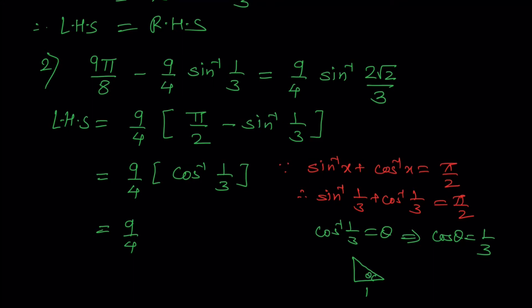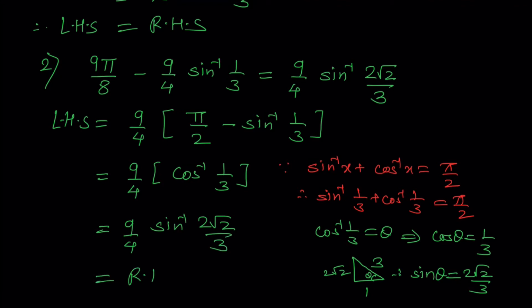Suppose this angle is theta, cos theta is 1 by 3. So this side will be 9 minus 1, that is 8. Square root of 8 means 2 root 2. So sine theta will be 2 root 2 upon 3. Therefore, I can replace cos inverse of 1 by 3 with sine inverse of 2 root 2 upon 3. That is equal to the right hand side.